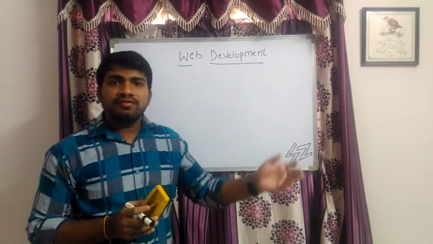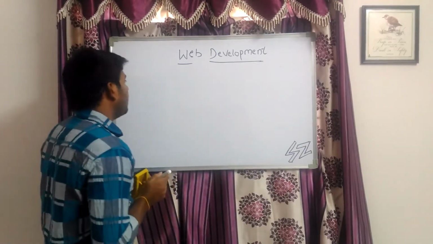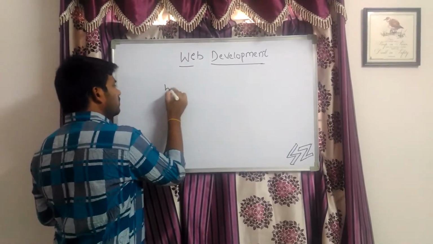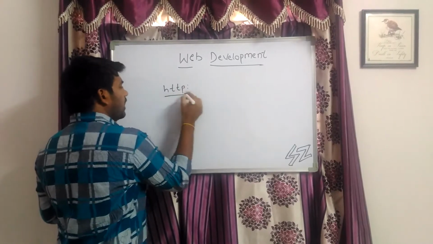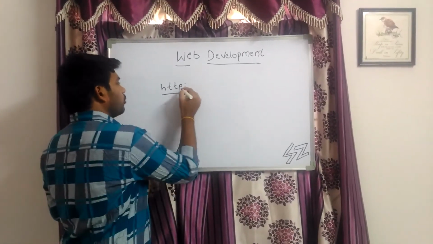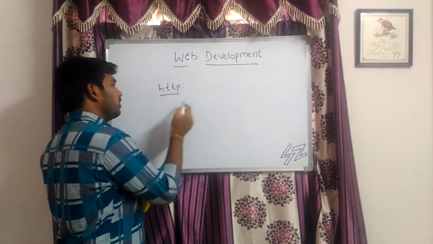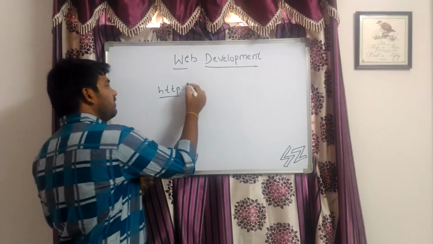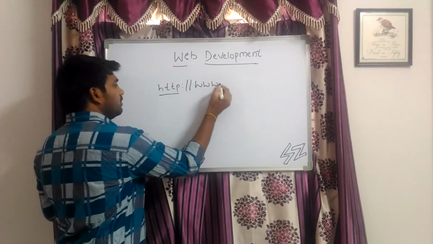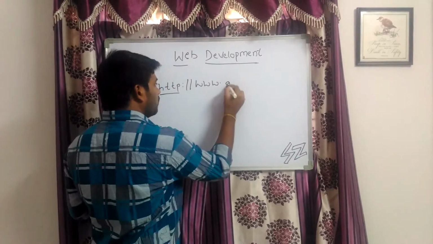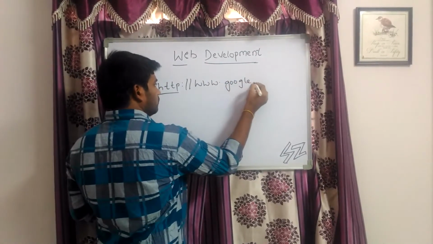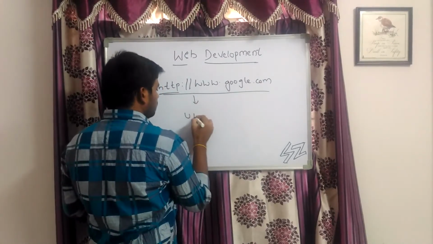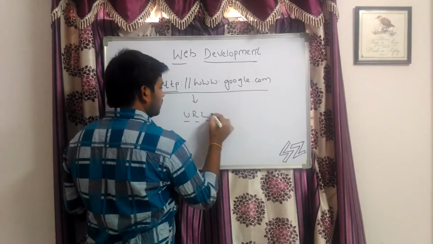So how will a web application work? Normally everyone types the URL, the Uniform Resource Locator. If I use HTTP, the Hypertext Transfer Protocol, this is a protocol we are using. If you want to learn about this protocol, probably in computer networks we will learn about these different kinds of transfer protocols. And we are using World Wide Web standards. For example, if I am going to google.com, this is what exactly a URL means, Uniform Resource Locator.